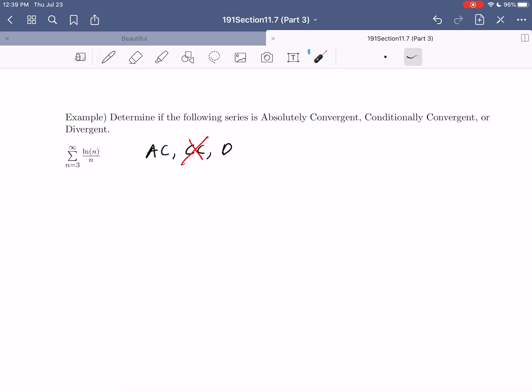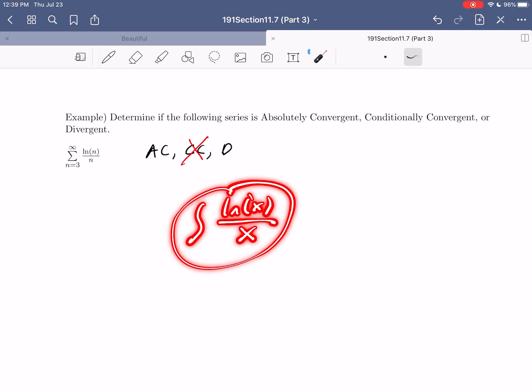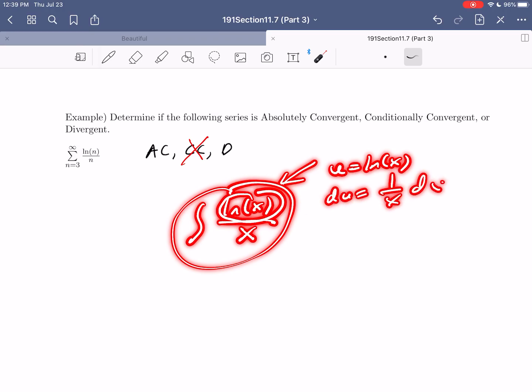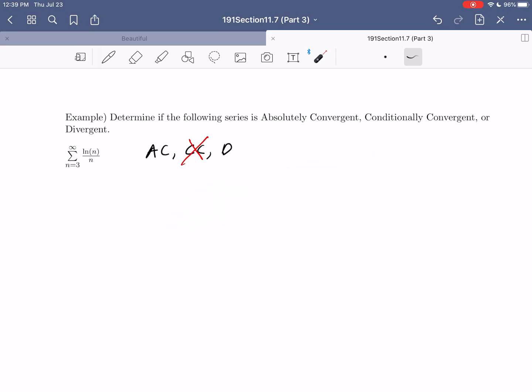If we think about it, I haven't checked the conditions yet, but is this integrable? Would I know how to do that? Well, notice I could try to do a u sub, u equals ln x, and then du would be that 1 over x dx. So that sounds like an integral that seems doable. So maybe we can try integral test. So we're going to try to do our integral test here.